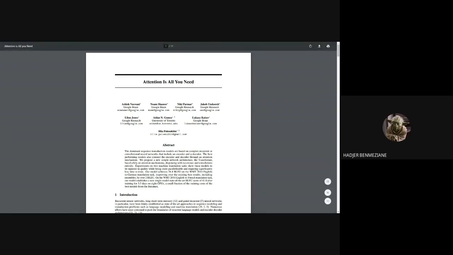So an important remark: this paper is not the first one to talk about attention. In this paper, they present a model where they got rid of all the LSTM, all the recurrence, and the only thing they kept is the attention mechanism. So we're going to talk about the attention mechanism and what it is in depth in this paper.